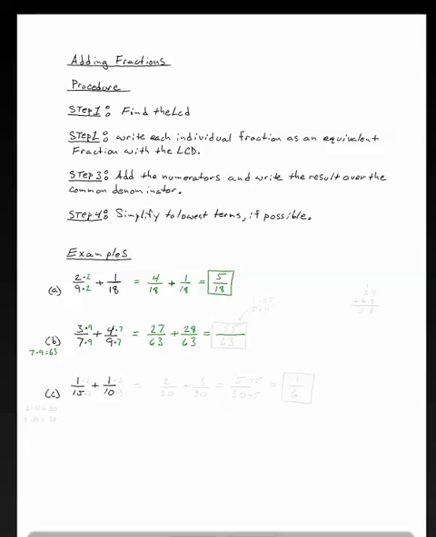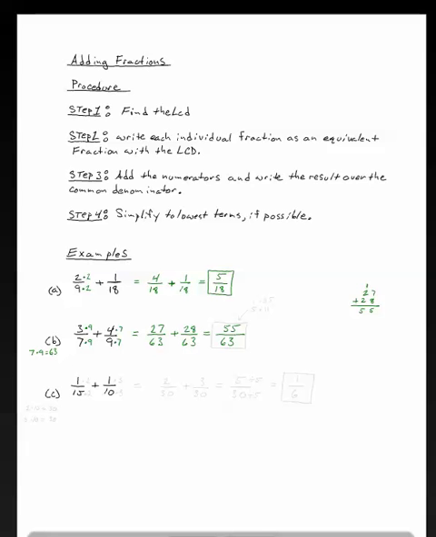Now we have to add. So 27 plus 28. And we can just do that off to the side if we want. So let's find a little piece of paper, and 27 plus 28. 7 plus 8 is 15. Carry our 1. And that gives us 5. So this would be 55 over 63.